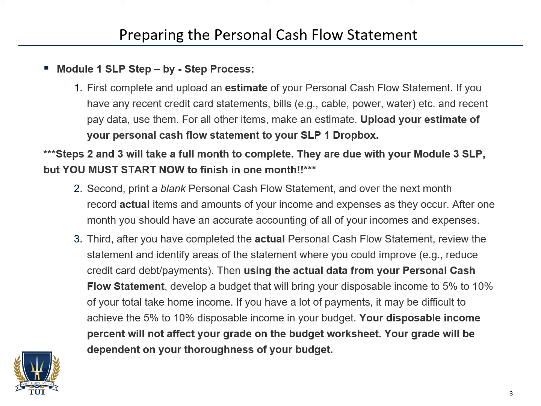Another thing is the actual budget. You don't have to turn in a lot of stuff for your Module 1. You just have to turn in your estimated cash flow statement. Not even an estimated budget, just an estimated cash flow statement. But then for Module 3, you're going to prepare an actual personal cash flow statement, and eventually you'll use that in a later module to prepare a budget. So that's what you need to do for Module 1.